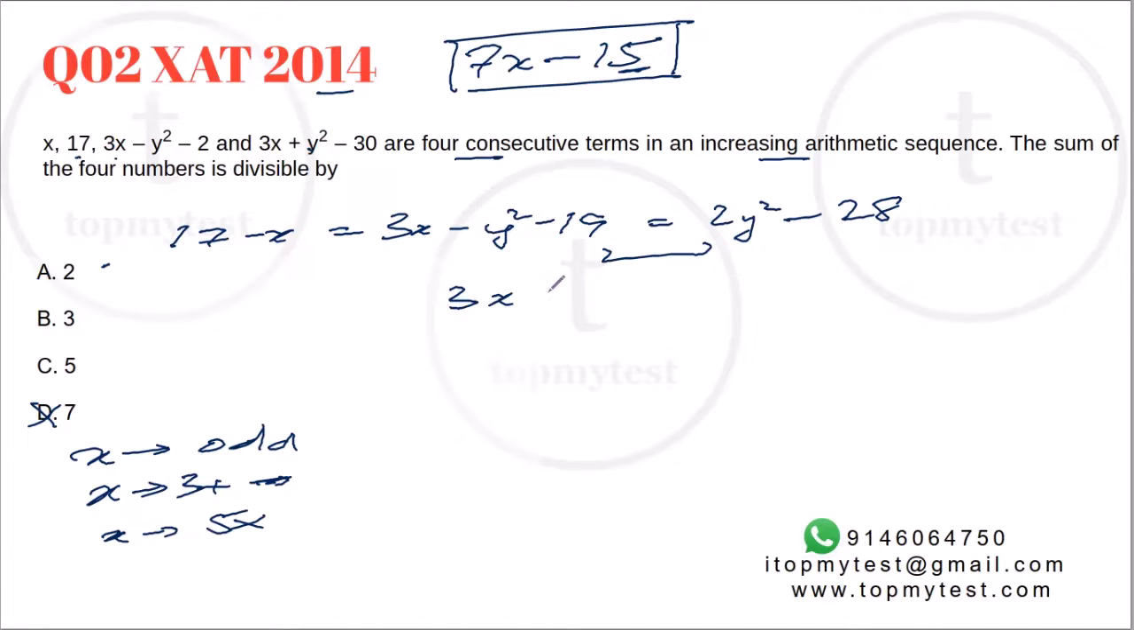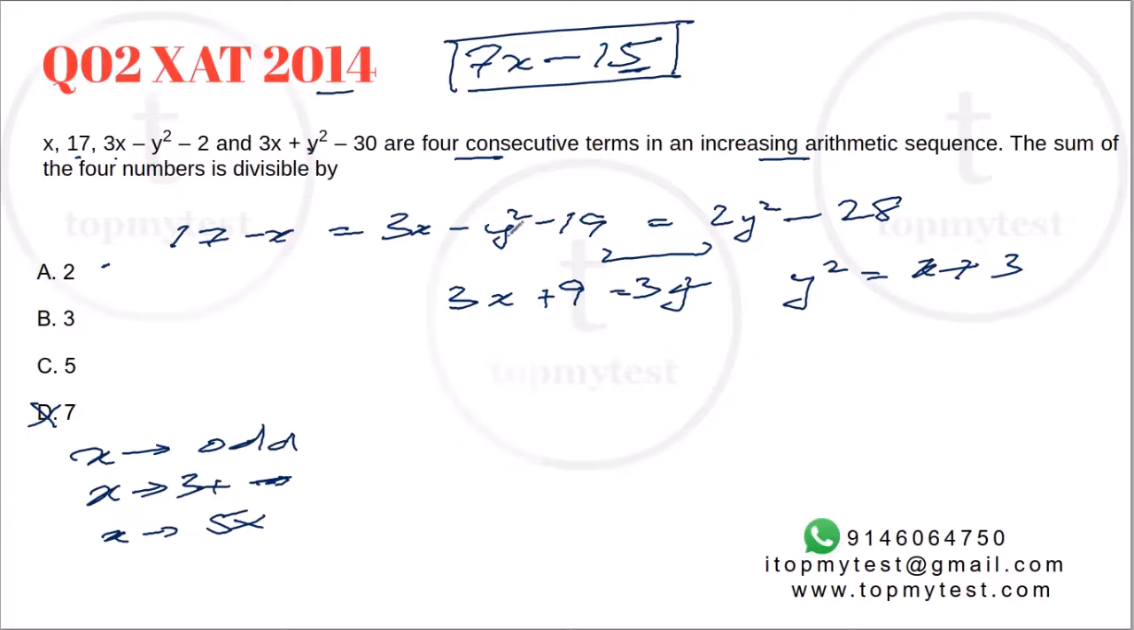3x minus 3x plus 9 should be equal to 3y square, right? 3x plus 9 should be equal to 3y square, or y square should be equal to x plus 3. Y square should be equal to x plus 3.